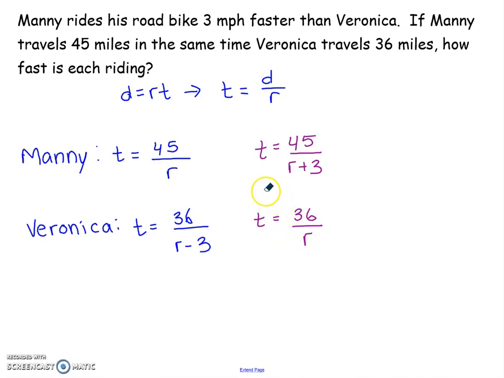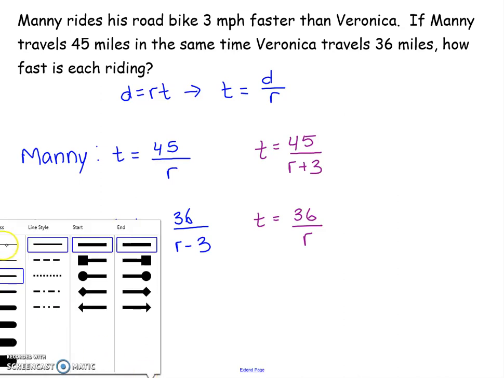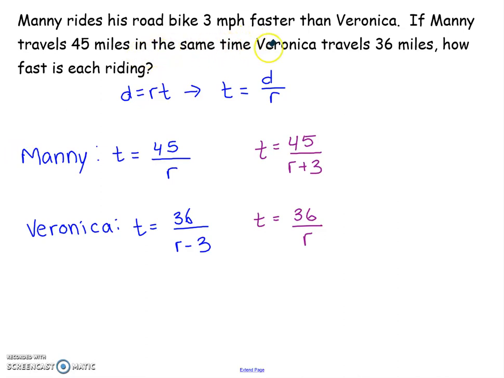As long as if you pick a value for R, any number, and you plug it in, Manny is more than Veronica, however you want to set it up is fine. I'm going to do it the blue way, because that is the way that I did it, but either way will give you the same answer. So again, because it's in the same time, we're going to set them equal to each other. So I'm going to take 45 over R, which is Manny, and set that equal to 36 over R minus 3. Then again, similar to the other problem, you can choose to either get that common denominator or cross multiply. I would cross multiply, I think that's easier.